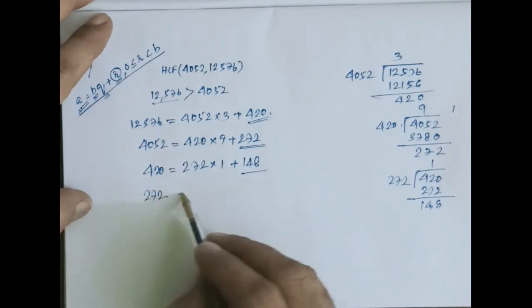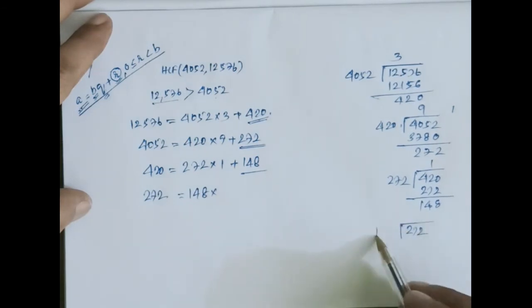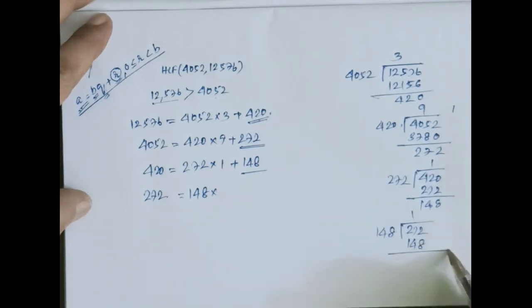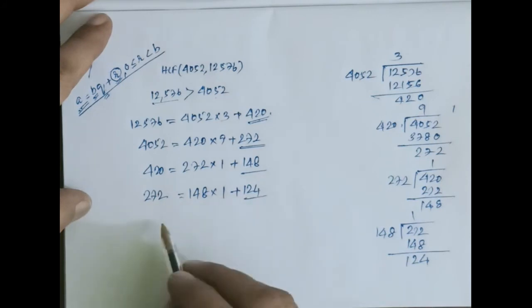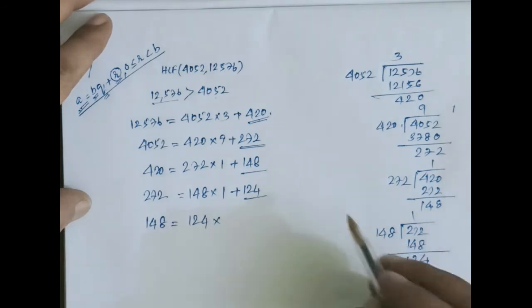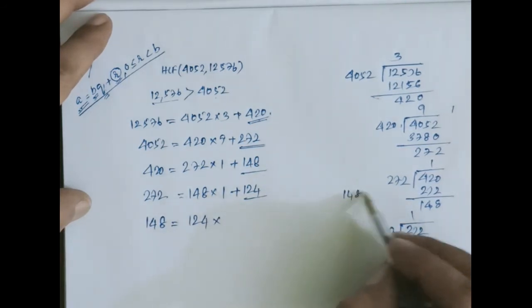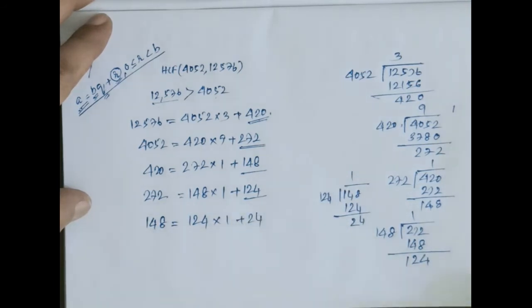So 272 equals 148 into 1 plus 124. Again, 148 equals 124 into 1 plus 24.